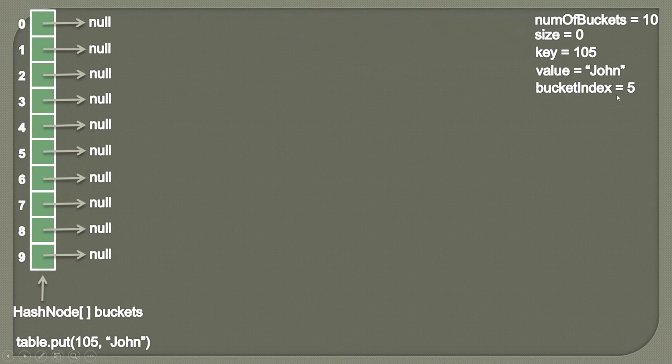Now we simply access the hash node at this bucket index. So we go to the 5th index and we access this hash node. Currently you can see it is pointing to null, which simply means that there is no hash node at this index, and as this is pointing to null, it signifies that the head is pointing to null, because at this index we are storing a hash node.